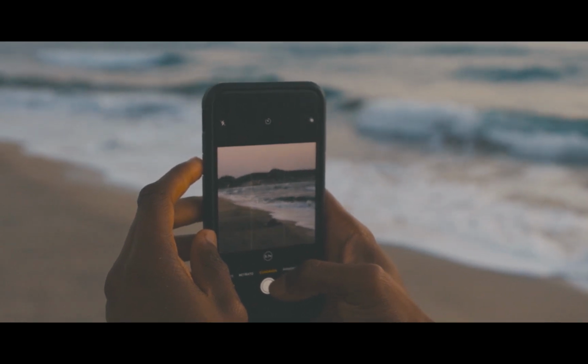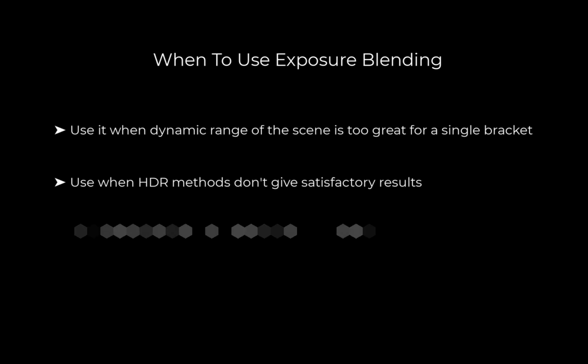But first, you might ask, when do you use exposure blending? Exposure blending is used when the dynamic range of the scene cannot be handled with just one raw image, and when HDR methods are not giving satisfactory results. It is also best used if you want more control over the final output.